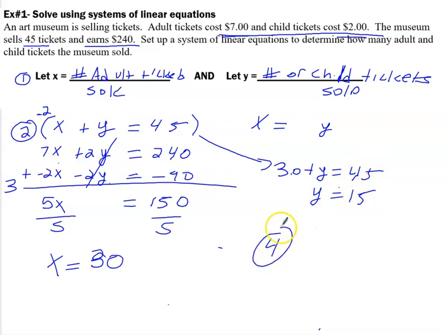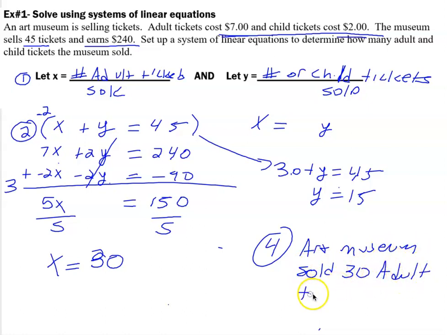Again, my fourth and final thing I'm going to do is write a sentence summarizing what happened. So it says the art museum sold 30 adult tickets and 15 children tickets. Notice here in my sentence, I do have the units as well as the numbers, and I say specifically what has happened.